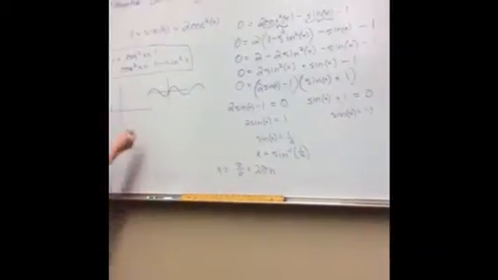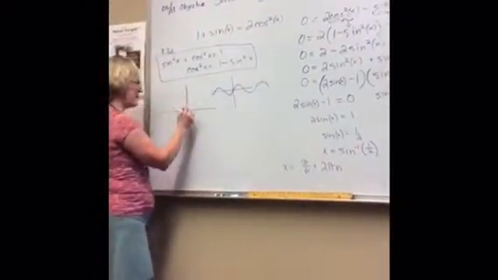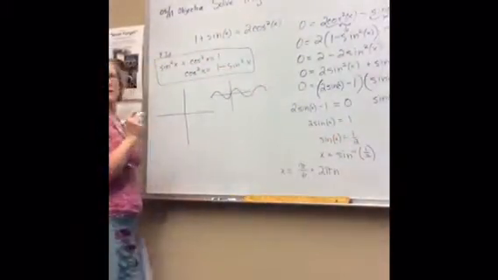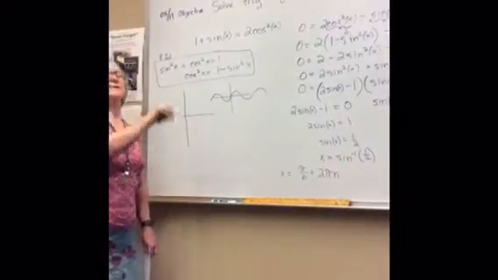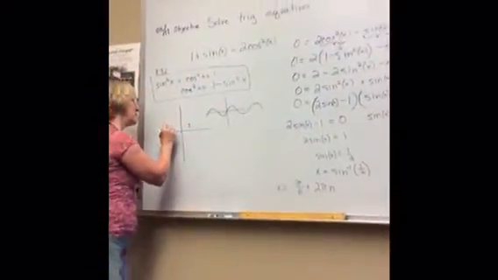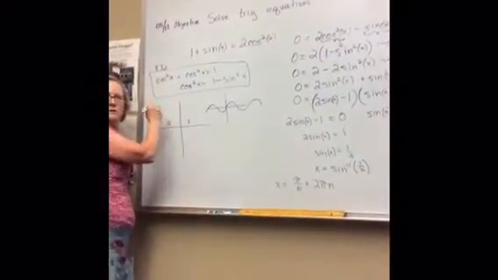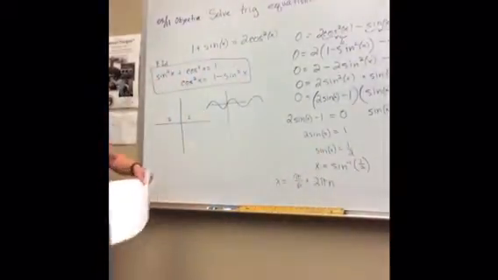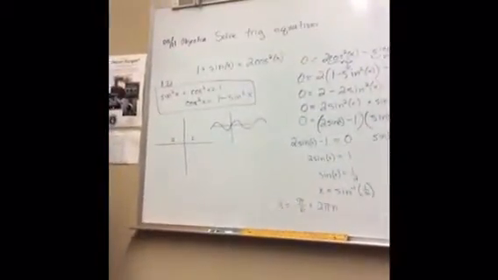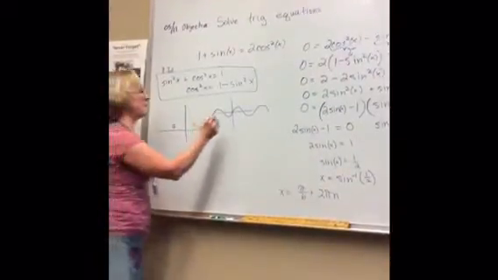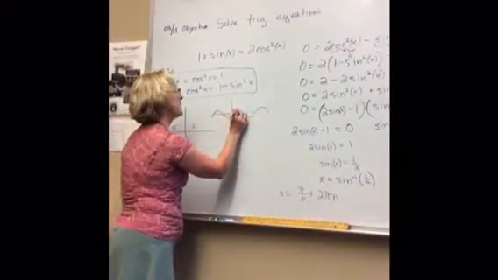Now, the other place where we get a positive sine, where we get a sine of some angle as a positive number, is in quadrant 2. The sine is positive in quadrant 2, right? This is a positive 1/2. So we need to have another angle where the sine of that angle is positive 1/2. Okay? So it's like right here and right here.